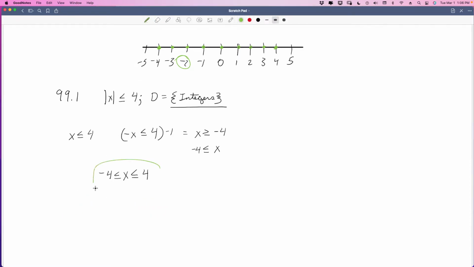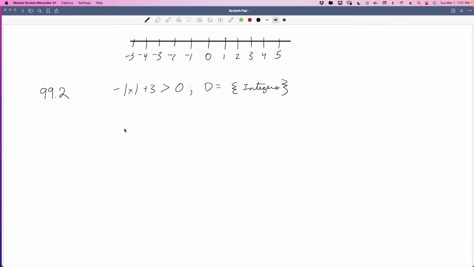And we have what we need for our conjunction, and this is how we would graph that because it is integers, not reals. Reals, you draw the line. Rationals, you draw the line. Integers, you just dot the actual integer. All right, so let's look at 99.2.